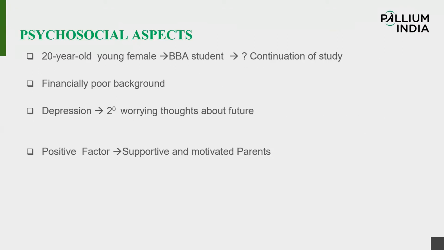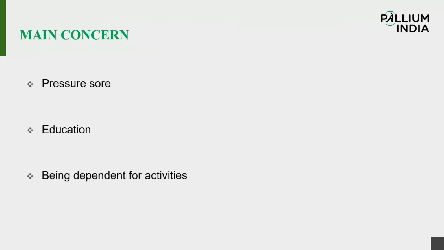Next slide, please. So, psychosocial aspects in her case: she's a 20-year-old young female who is a studying student. She had a lot of worries about whether she can continue her studies, and they were financially from a poor background. And the patient was also initially very depressed. The main thing was the worrying thoughts about her future. And the positive factor was that the family was very supportive.